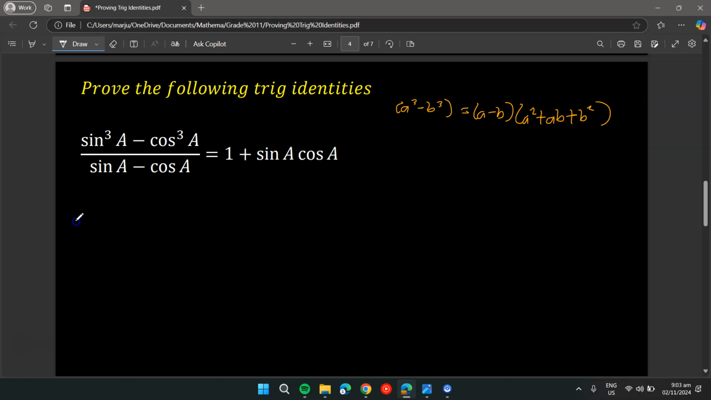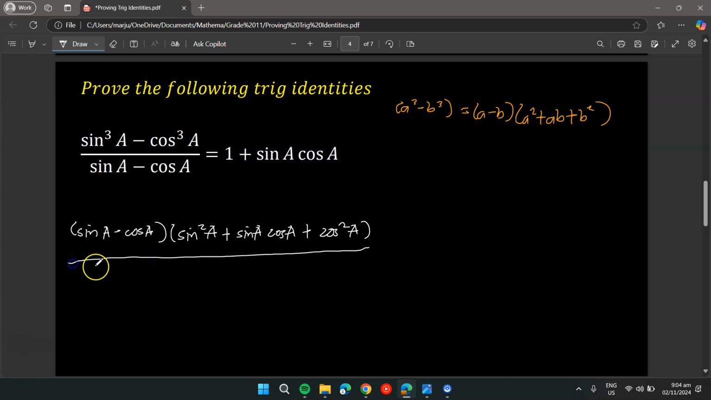we have sine A minus cos of A multiplied by sine squared of A, and then we're gonna have plus sine of A times cos of A plus cos squared of A. And then again, everything is all over sine of A minus cos of A.